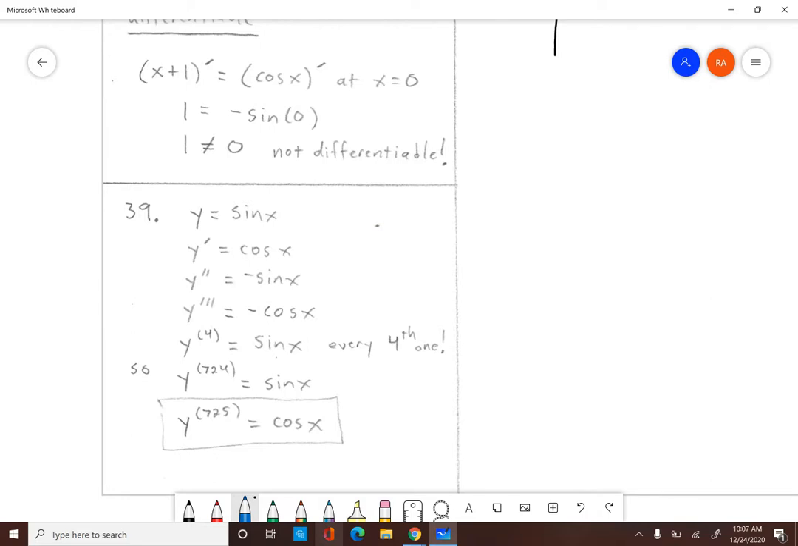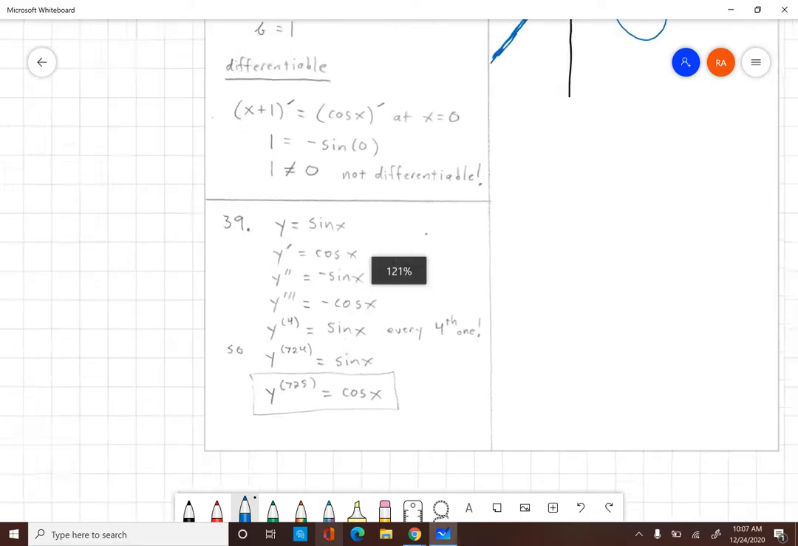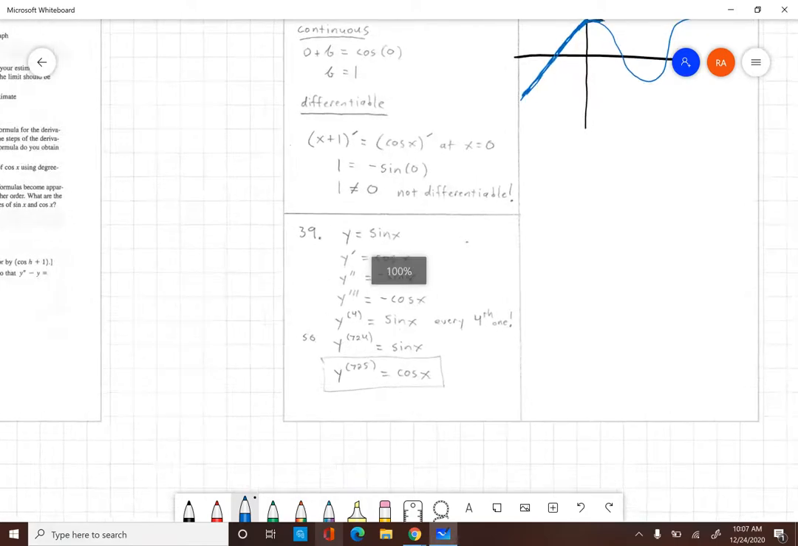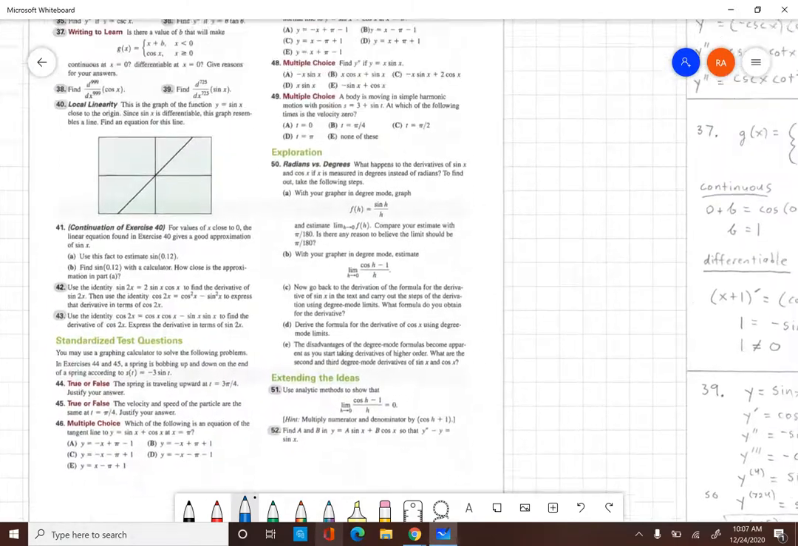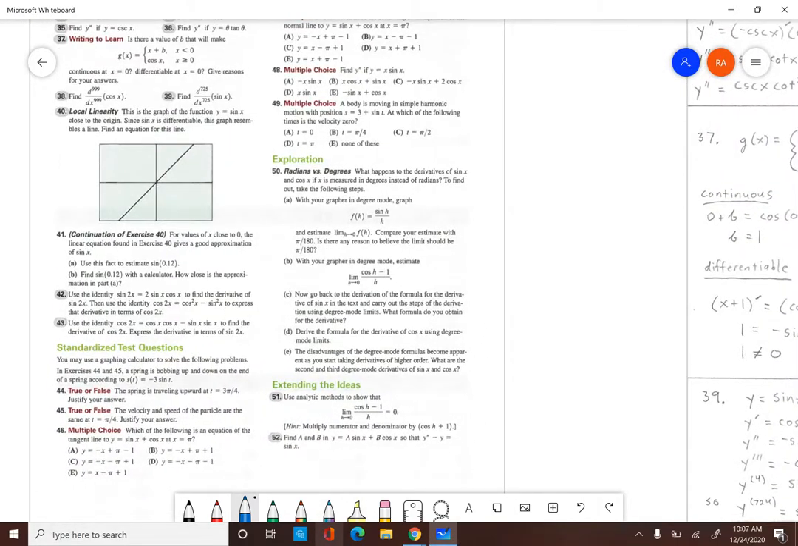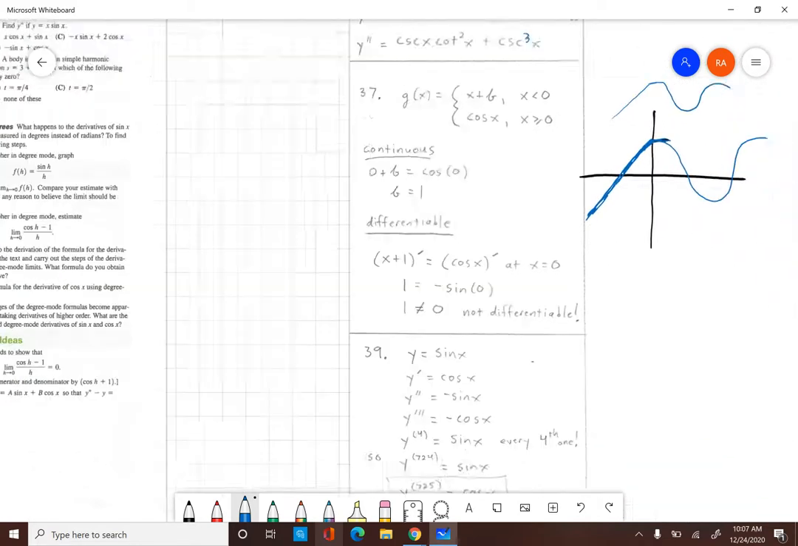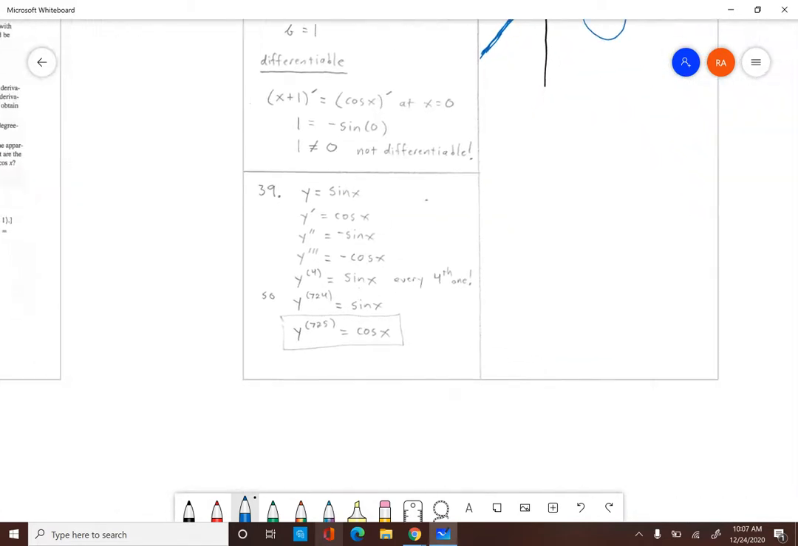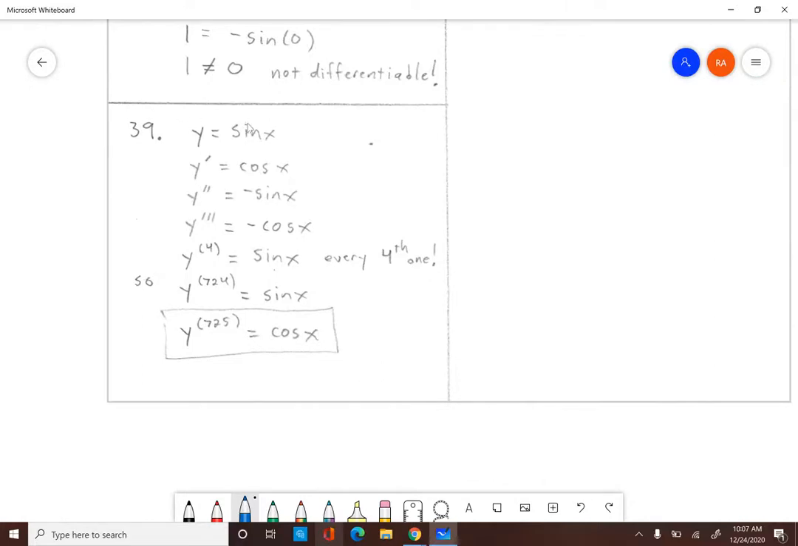So 39 is looking for the 725th derivative of sine of x. Let's just check that out. Well, let's see if we can see a pattern here. The derivative of sine is cosine. The derivative of cosine is negative sine. The derivative of negative sine is negative cosine. And as soon as I take the fourth derivative, the derivative of negative cosine is sine. So I'm back to where I started.